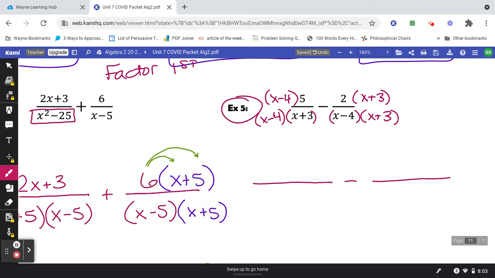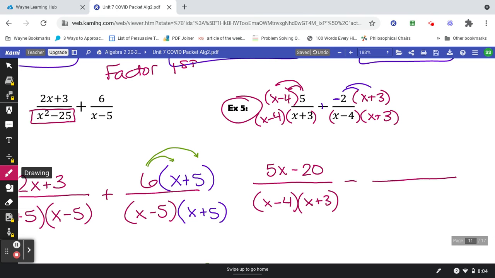So I will distribute this 5 at the top. 5x minus 20. I'll keep the denominator, just like that. This negative right here, we probably should have done this at the beginning, so I apologize for that. I'm going to do plus and a minus right there, and then I'll distribute that negative 2, which will give me negative 2x and minus 6.